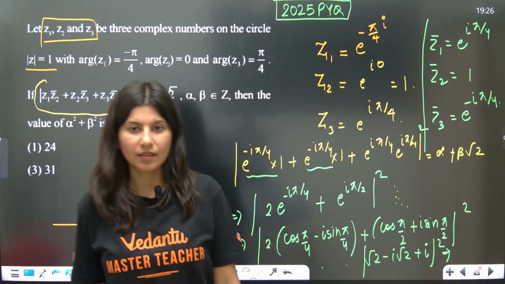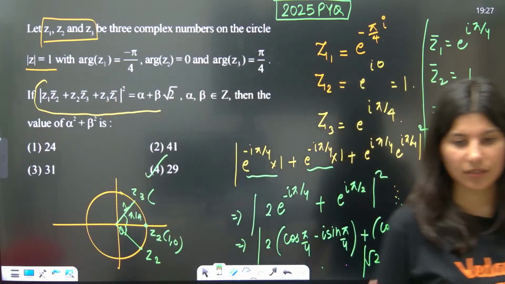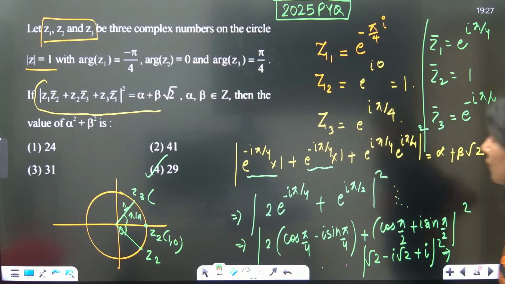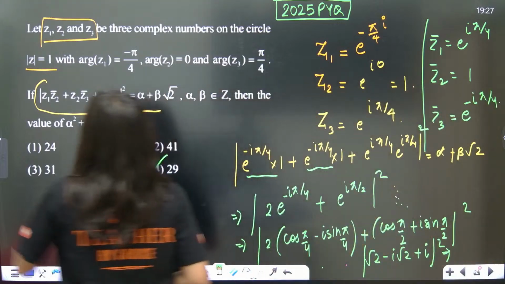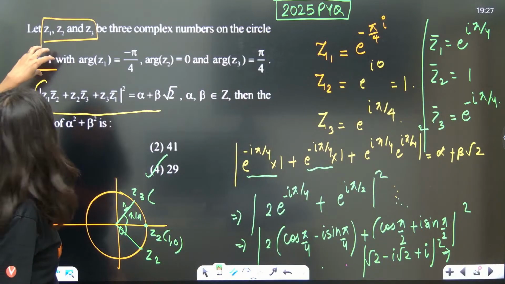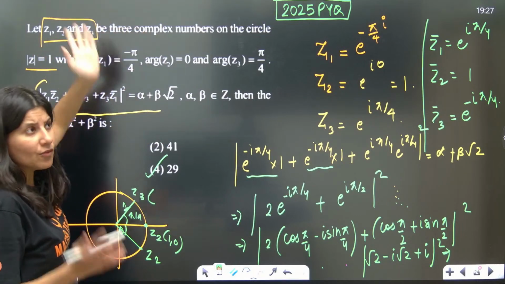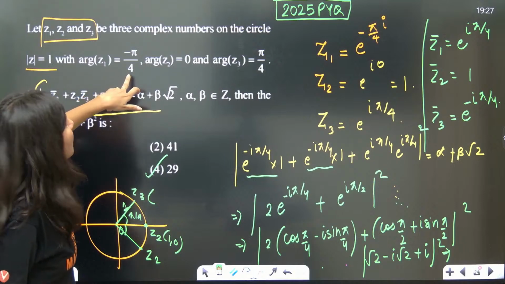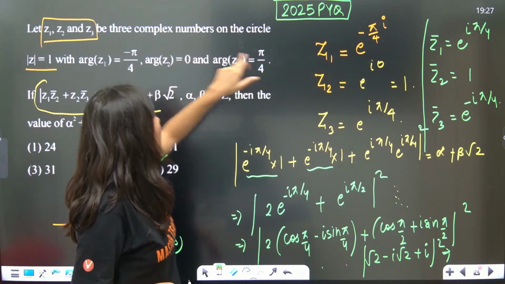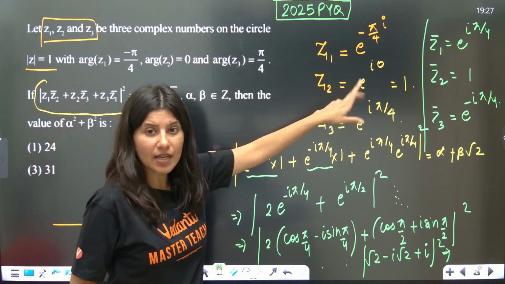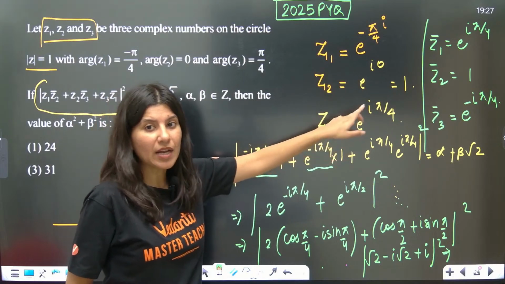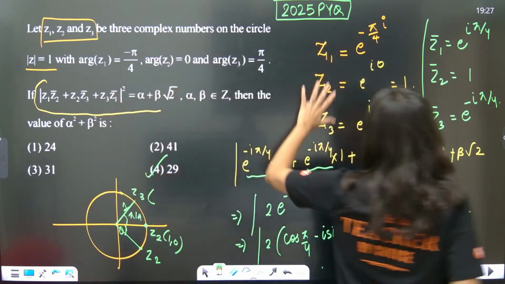29, correct? Have a look, watch it. So first thing, see, all three complex numbers have modulus 1. So now it's sorted. So 1 into e raised to power iota minus pi by 4, 1 into e raised to power iota 0, 1 into e raised to power iota pi by 4. This is Z1, Z2, Z3.